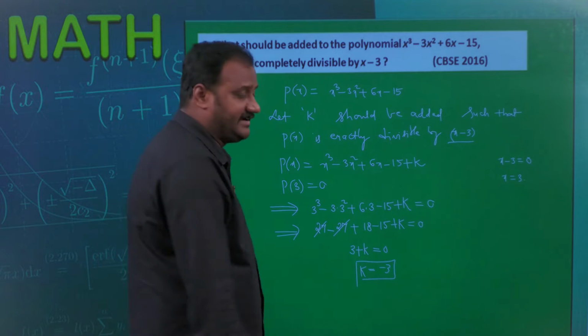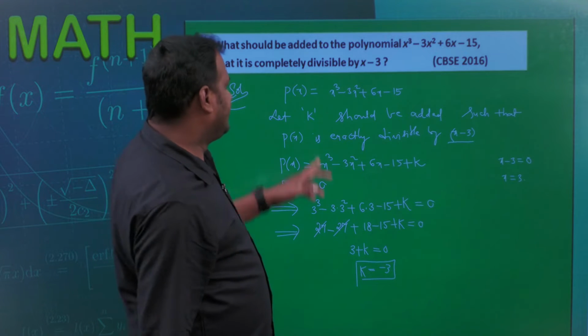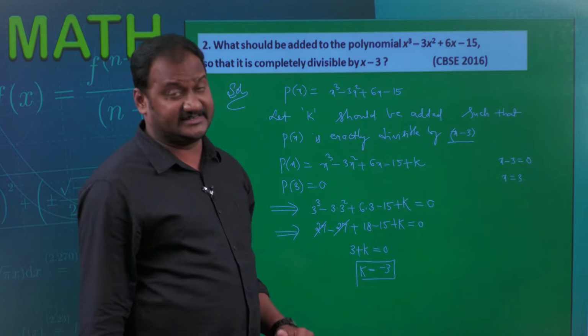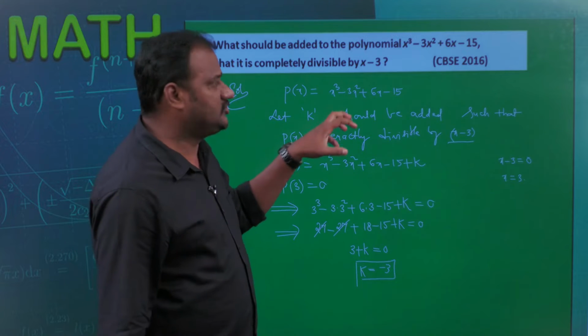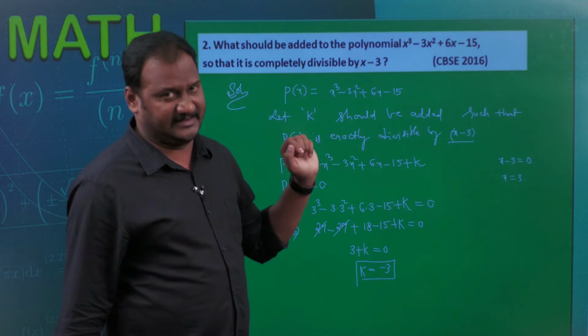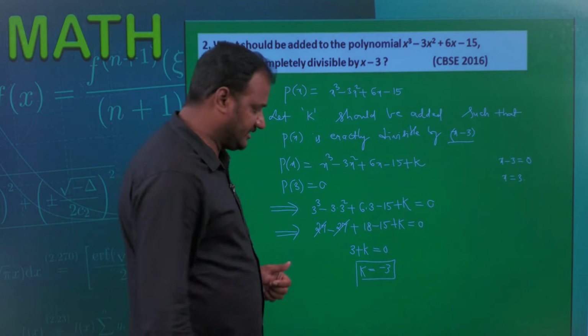So what should be added? Negative 3 should be added to the polynomial p of x so that it is exactly divisible by x minus 3. Of course, you solved this kind of problems earlier. Let's move on to the next problem.